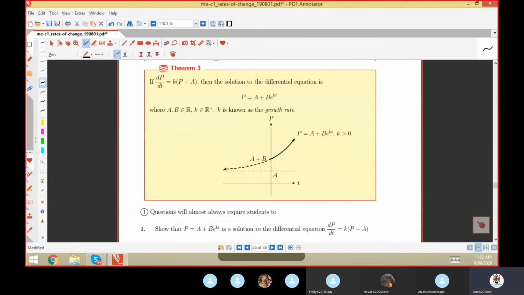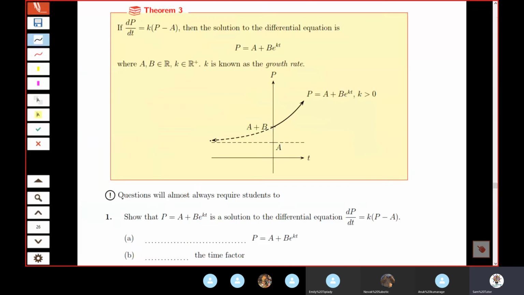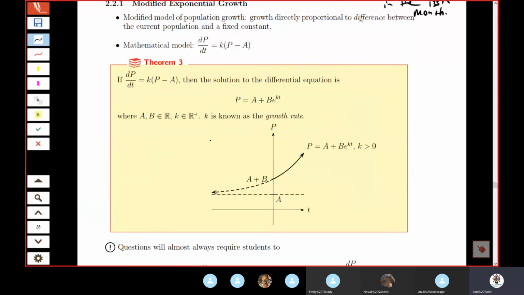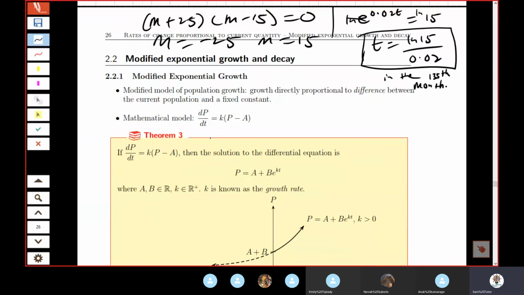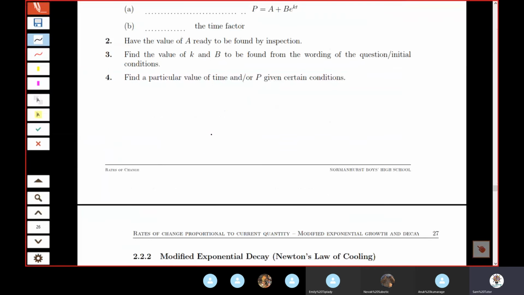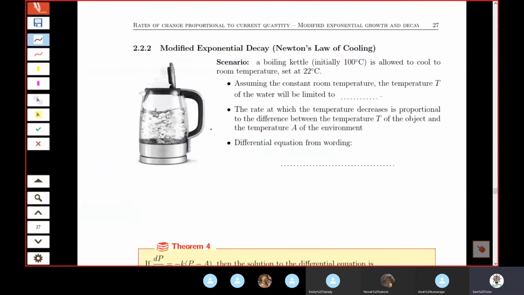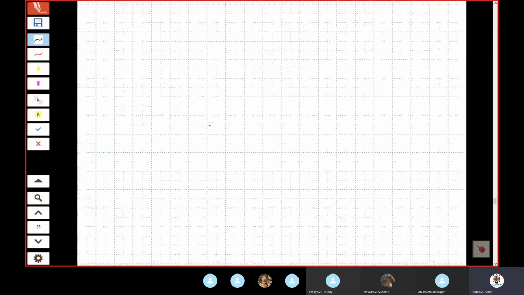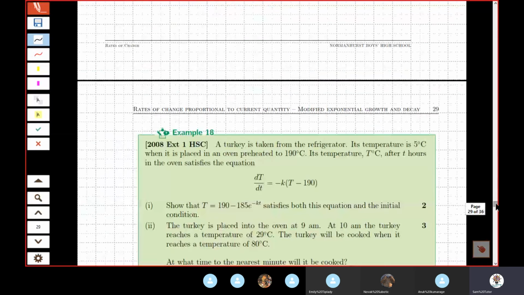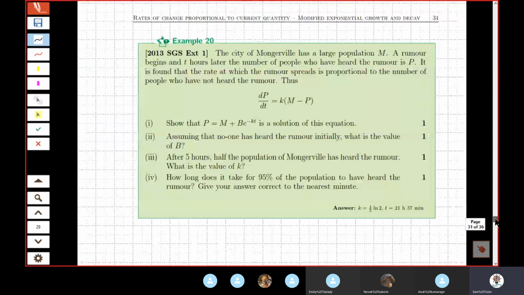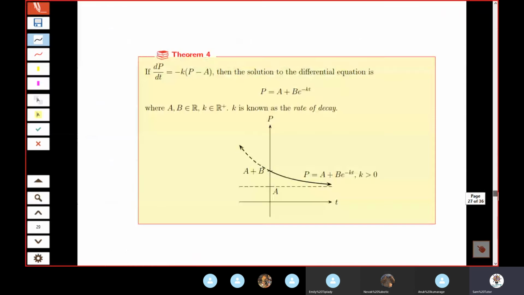All right. Last bit of growth and decay. It's called Newton's laws of cooling. Now, it should be the last bit, I think. Let me just make sure. Yep. So with Newton's laws of cooling, there's just an extra component.